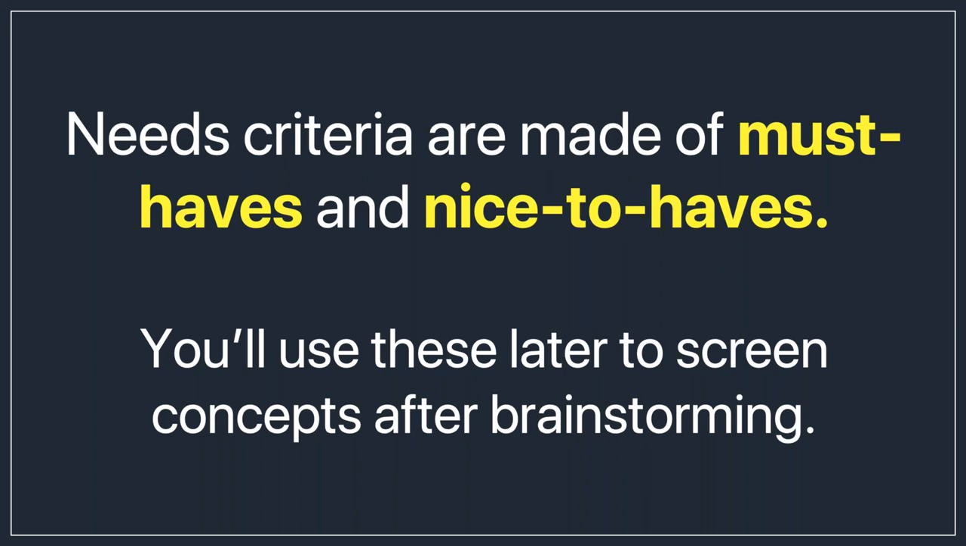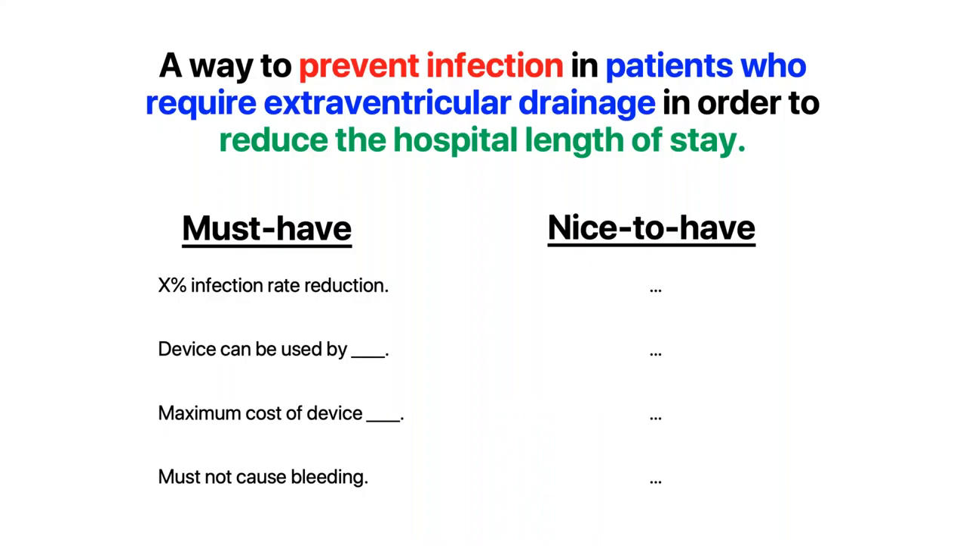And so we break those down into what we call must-haves and nice-to-haves. So I've left these nice-to-haves blank because it can kind of be anything. And the must-haves here, if you read these, I intentionally have these to sort of reflect different categories. So this first one here, X percent infection rate, you're always going to have a must-have that is some sort of measurable parameter that links directly to the outcome.